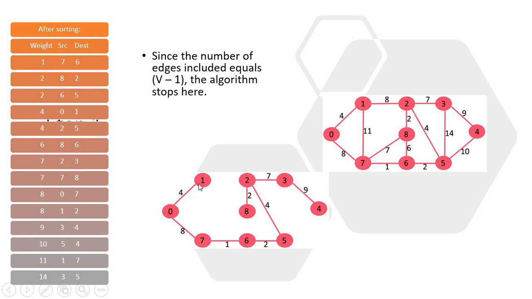So Kruskal's algorithm is very simple. Sort all the edges by their weights, and one by one you have to choose the smallest edge and go on adding it if it doesn't form a cycle.